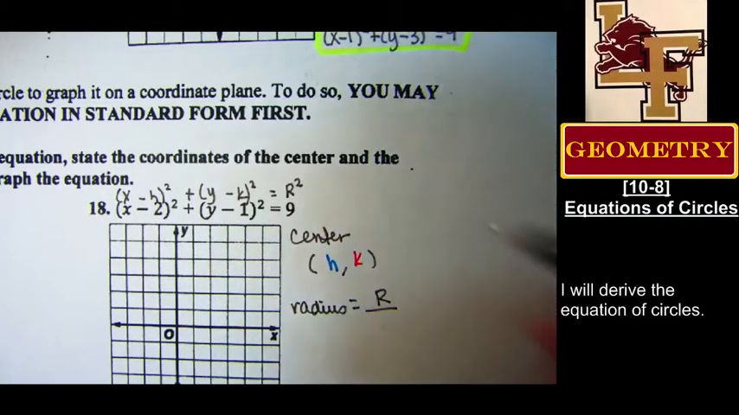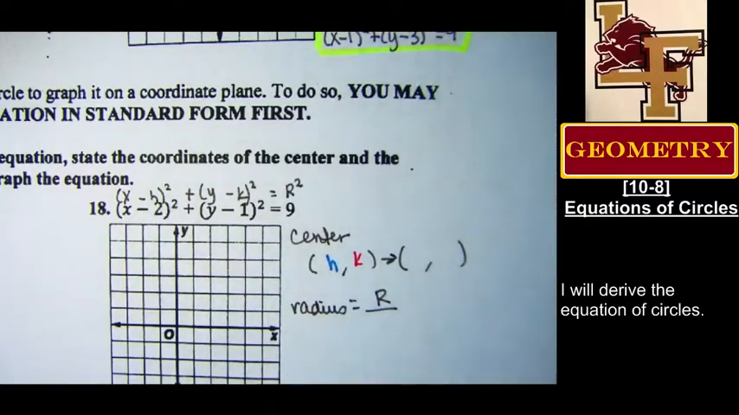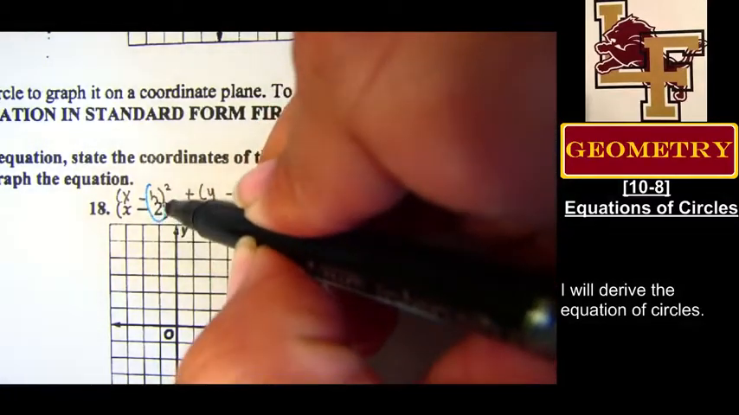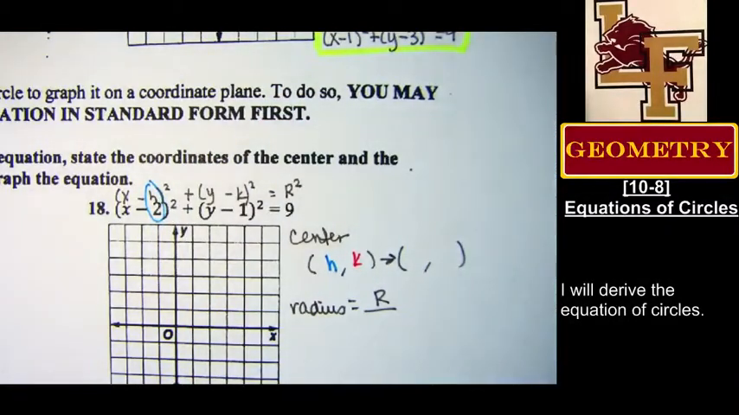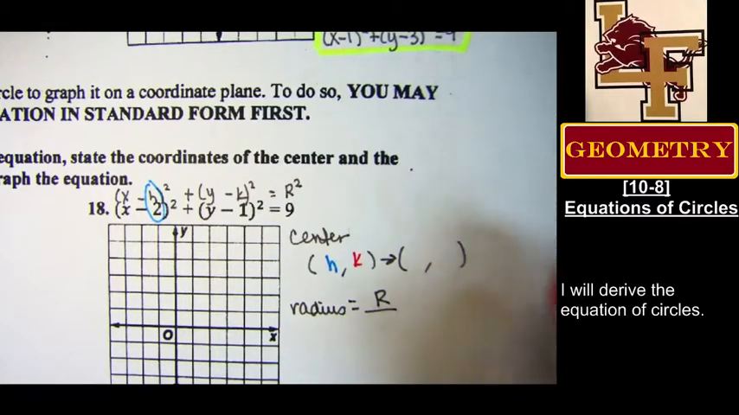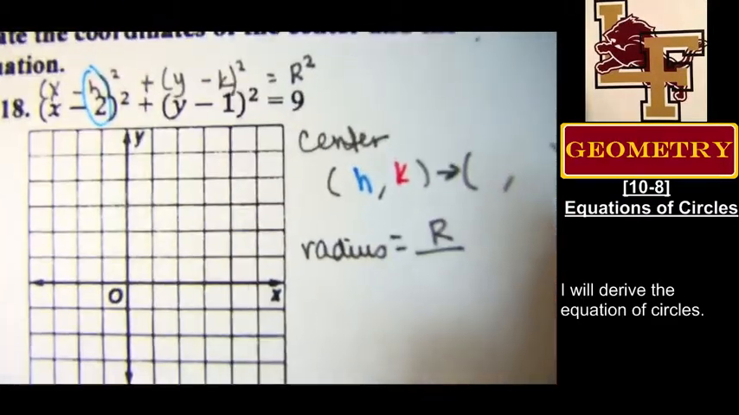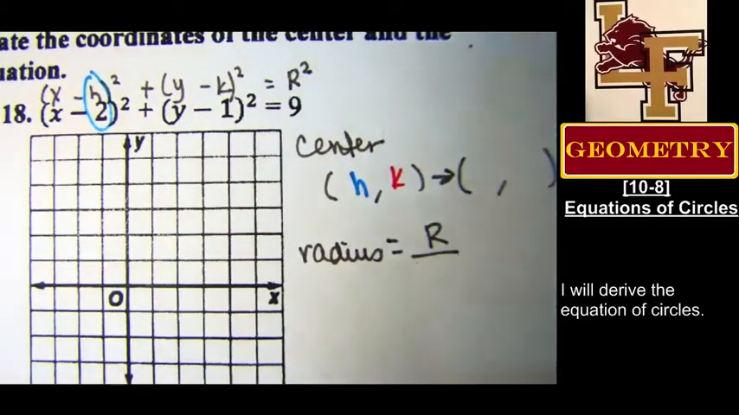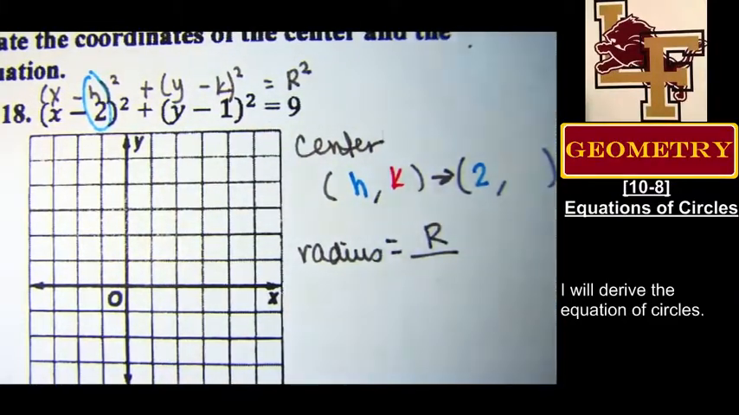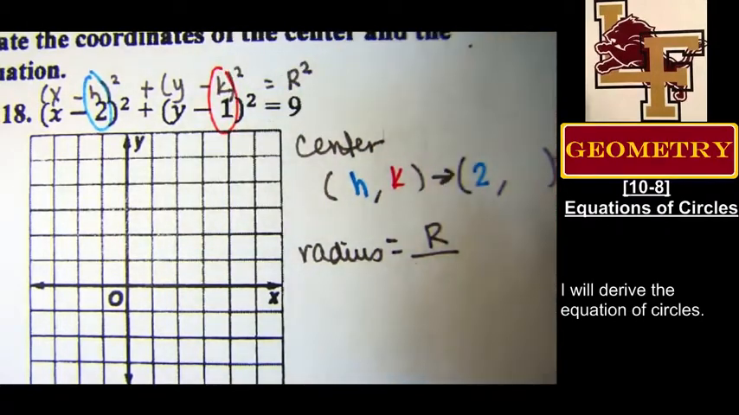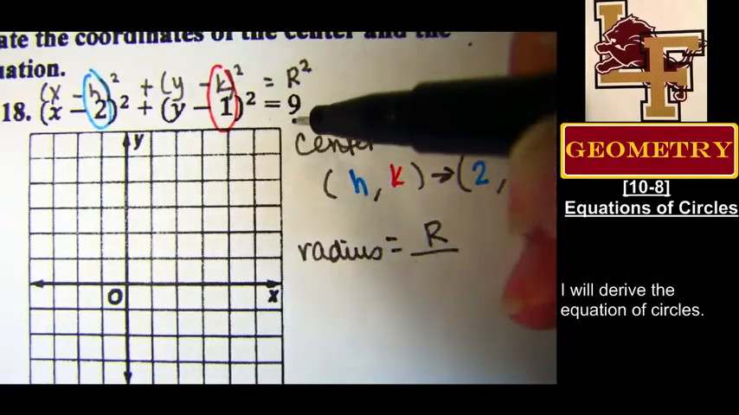Okay, what's my center? What number is sitting in h's position? The 2. Notice how the formula has a negative already? And the equation of the circle that I'm looking at has a negative also. That tells me that my h value is positive. What would be the k value for the center? 1. Yeah. Now the radius.